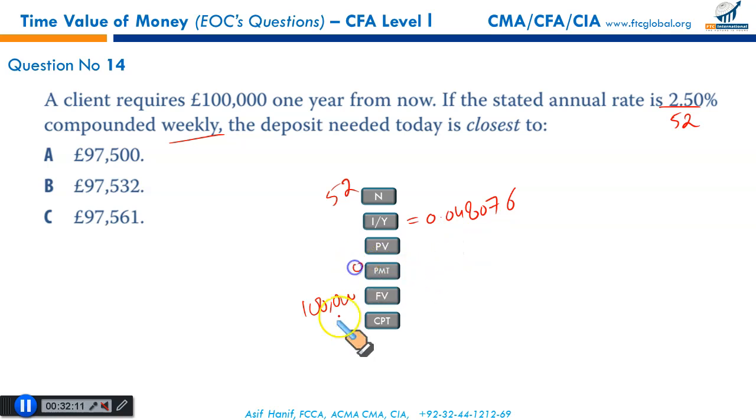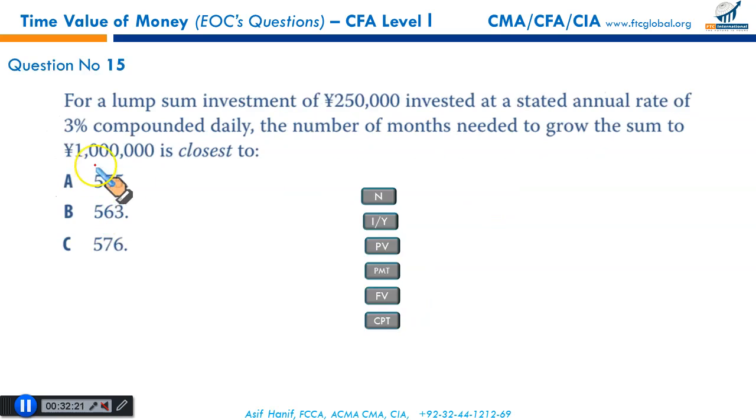Payment is 0. This is the future value. What should be the present value? I'm sure you would have, smart people are there. So yes, exactly, that is 97. Good, very good. We are saving a lot of time.